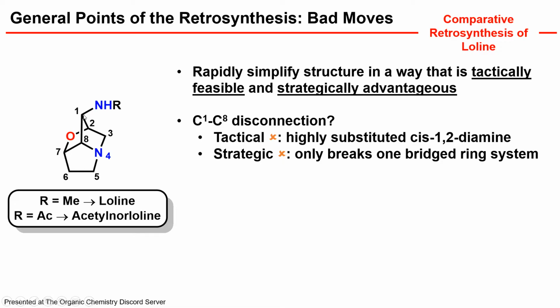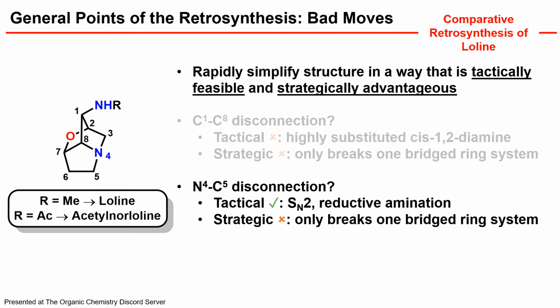So let's consider breaking this bond between C1 and C8. Now, if you break this open, this 6-ring and 5-ring system is still there, and it's still a pretty complicated system. So it's not strategic, right? And then if you actually think about trying to break this, no one knows of any reactions that break a CC bond between two amines like this. I mean, maybe it exists out there, but I don't know of any, and it's not that common. So this is not tactical, nor is it strategic.